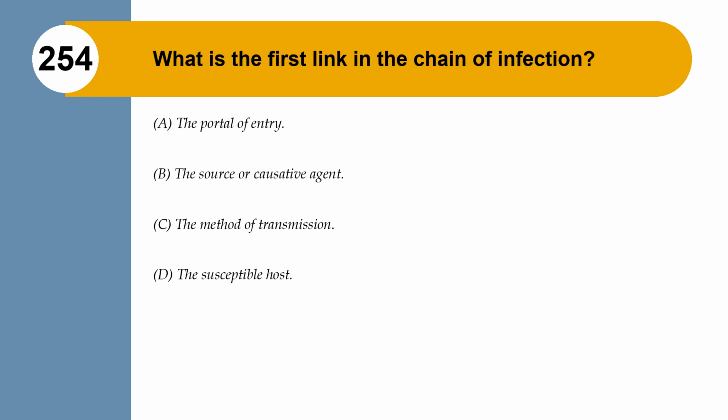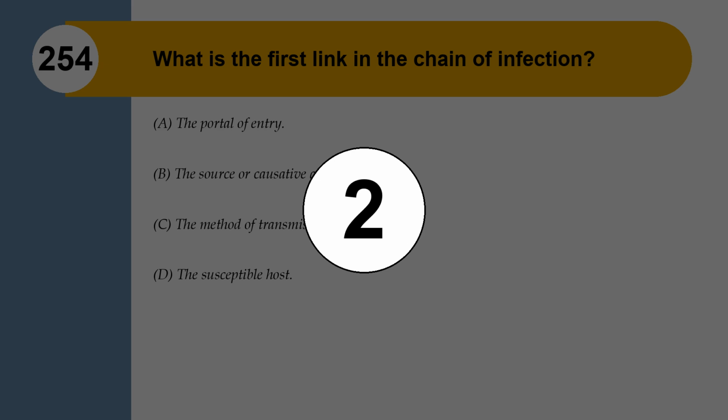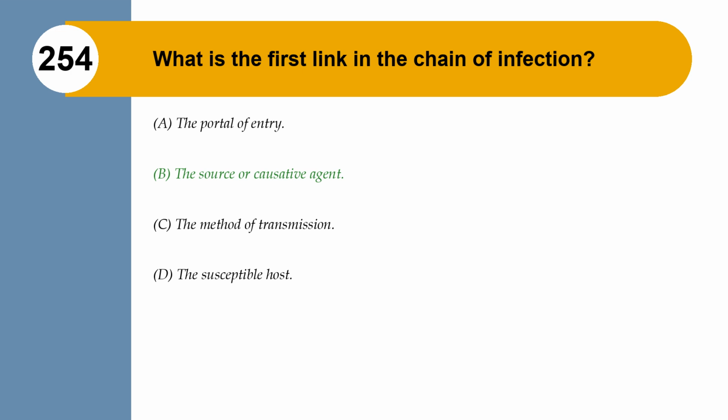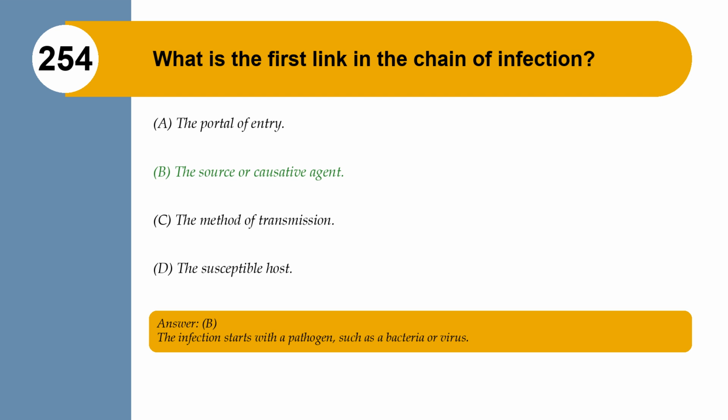Question 254. What is the first link in the chain of infection? Option A, the portal of entry. Option B, the source or causative agent. Option C, the method of transmission. Option D, the susceptible host. The correct answer is option B, the source or causative agent. Explanation. The infection starts with a pathogen, such as a bacteria or virus.